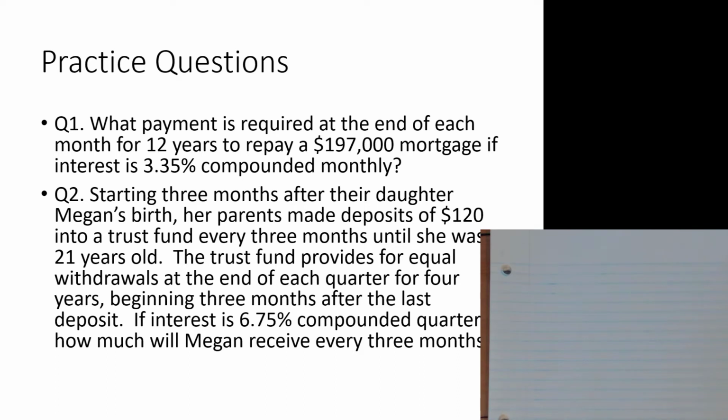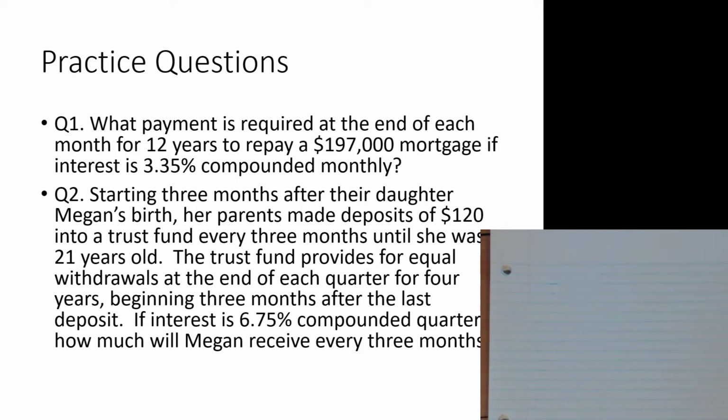So we're starting 3 months after their daughter Megan's birth. Her parents made deposits of $120 into a trust fund every 3 months until she was 21 years old. Okay, so a process of saving. The trust fund provides for equal withdrawals at the end of each quarter for 4 years, beginning 3 months after the last deposit. If interest is 6.75% compounded quarterly, how much will Megan receive every 3 months?